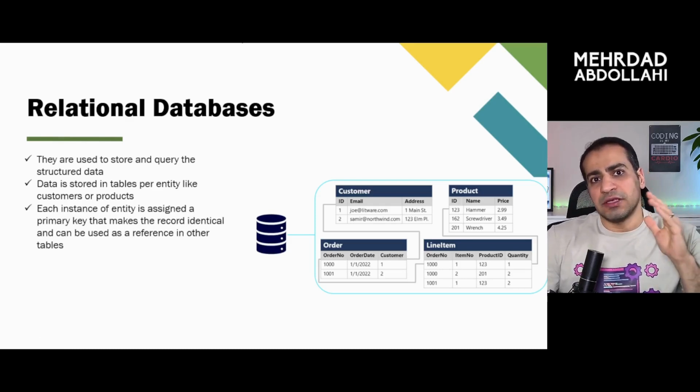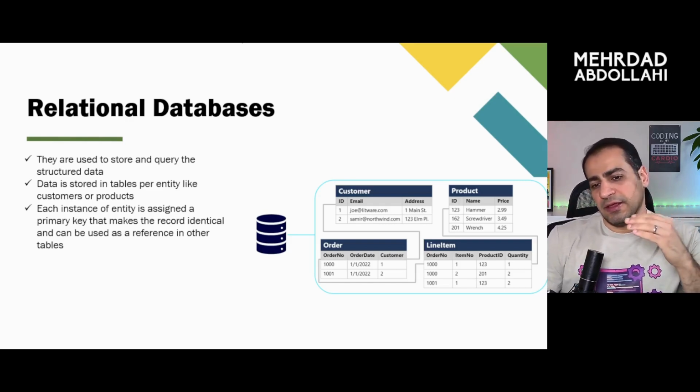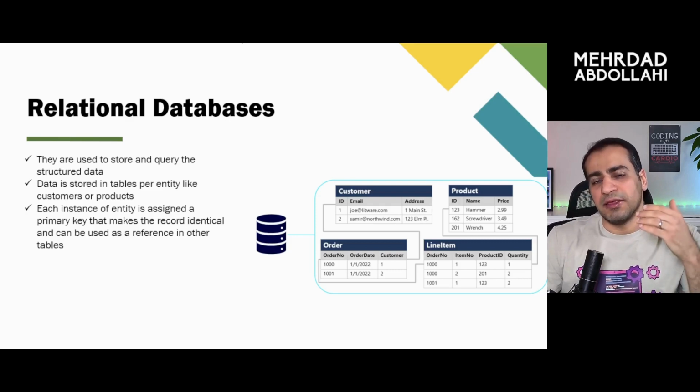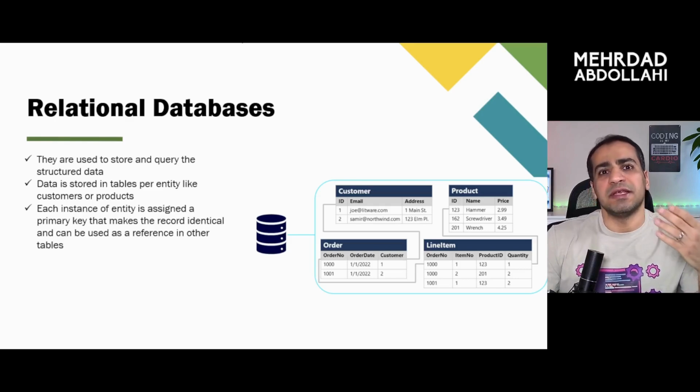And one of the signs of relational databases is identical records, that for each record of, let's say, a table like customer, there is an ID value that is going to make each individual record of customers identical. We call it primary key. That is very crucial here. That is basically one of the steps in normalization.